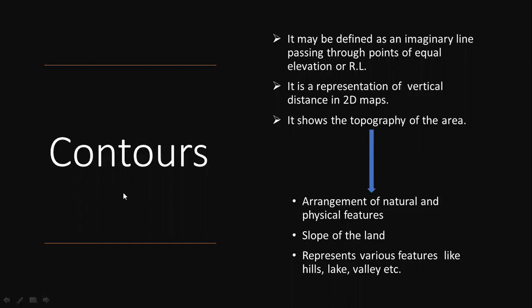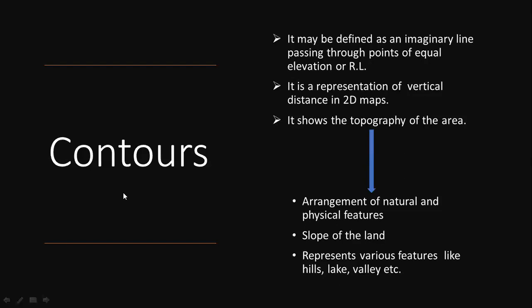Now the next topic is contour. So what is a contour? We already discussed the contour. A contour is an imaginary line passing through points of equal elevation or reduced level. It is a representation of vertical distance in a 2D map, right? A contour line may also be defined as an intersection of a level surface with the surface of the earth. Thus, contour lines on a plan illustrate the topography of the area.